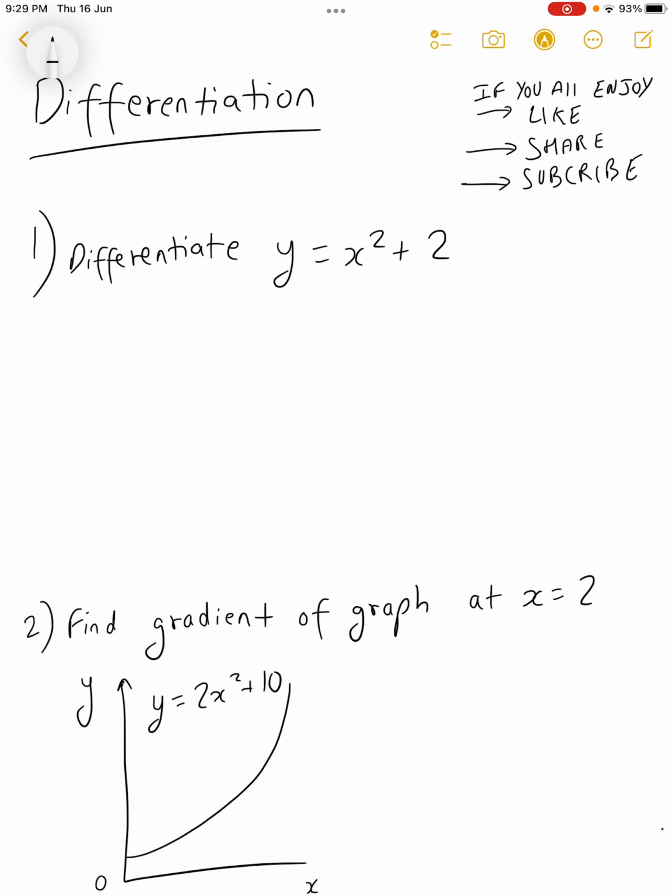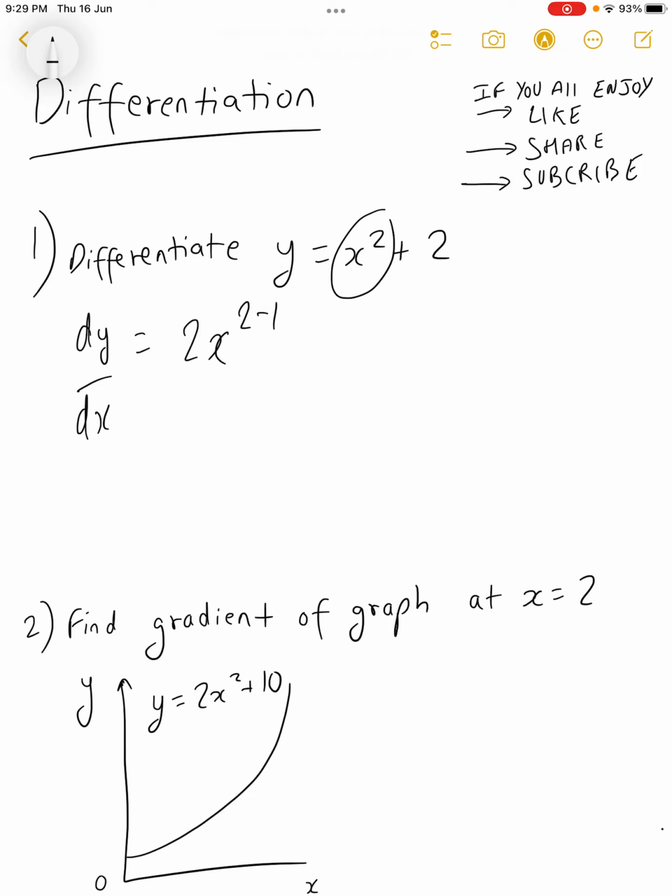Okay, so the first question is: differentiate y is equal to x squared plus 2. So now what do you need to do? Your first step is to consider this as a dy dx situation, where you're going to raise the power and put it as an integer value. Since x is raised to the power of 2, the first step is to write 2x, and we're going to subtract 1 from the power of x. So it's going to be 2 minus 1.